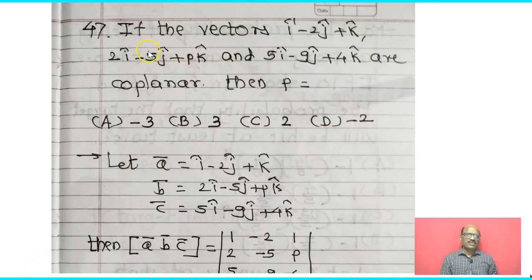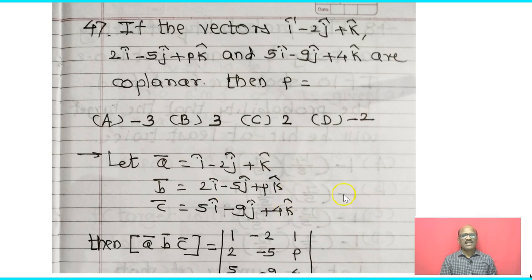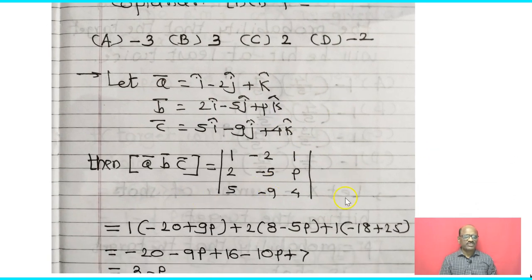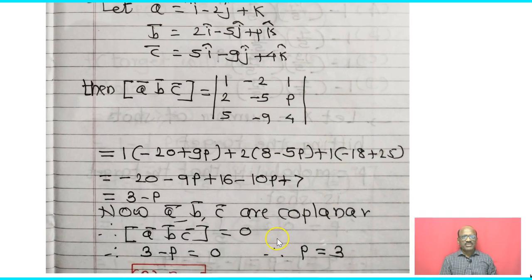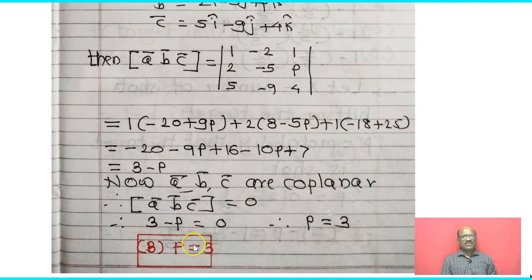This is also simple, it is from vectors. If the vectors i cap minus 2j cap plus k cap, 2i cap minus 5j cap plus pk cap, and 3i cap minus 9j cap plus 4k cap are coplanar, then find the value of p. As they are coplanar, their box product is 0. That is the determinant with rows 1, minus 2, 1; 2, minus 5, p; 3, minus 9, 4, and from their product, it equals 0. Therefore the value of p is equal to 3. That is, option B is the correct one.